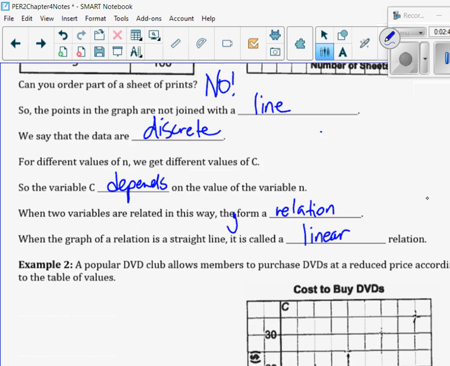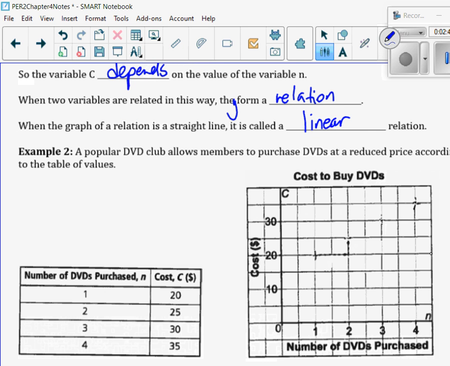All right, moving on. A popular DVD club allows members to purchase DVDs at a reduced rate price according to the table. So if you buy one, it costs $20. If you buy two, it's $25. It looks like it's going up by 5. So if we were to plot this on the graph, you would see that at 1, it's at $20. At 2, it's at 25. At 3, it's at 30. And at 4, it's at 35.